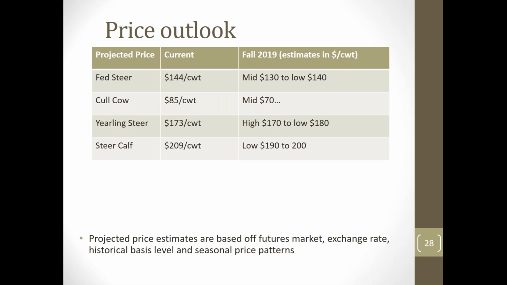On the steer calf side, we were at 209 last week. Right now, numbers based on where feed costs are to feed those animals out to a slaughter weight put that number as low as the low 190s, or just over into the 200 mark. So there is going to be some weakness there based on those higher feed costs. And if we see that dollar continue to strengthen, that will also put pressure on the steer calf market.